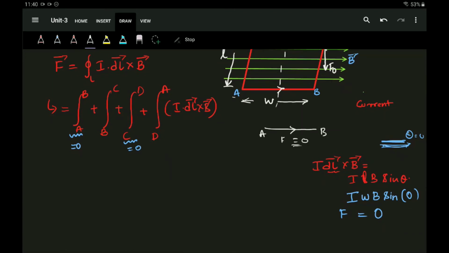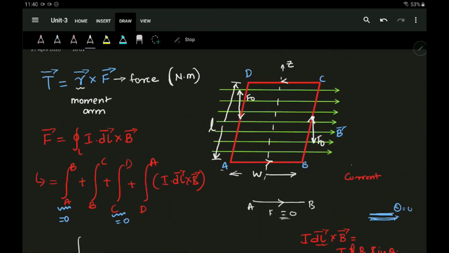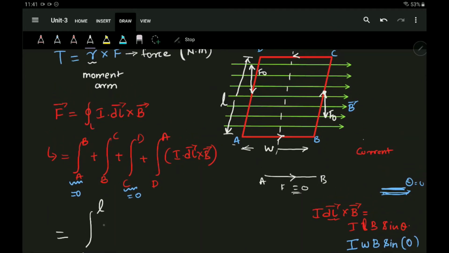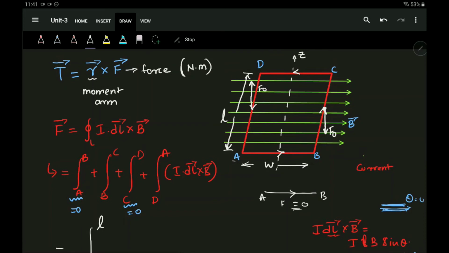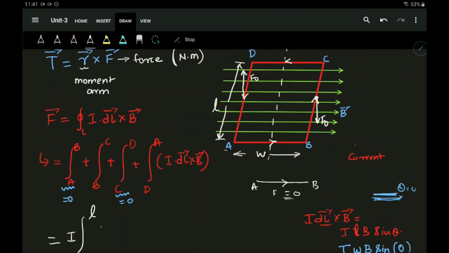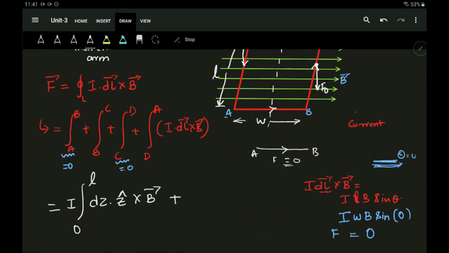So on solving this particular expression, I will be getting from B to C, if I say this part was at the origin, I can tell it as 0 to length L. What is my I times dl? Can I write I times dl as simply the direction that I'm moving? So I'll take I as a constant value, the current which is flowing, so I'll take it out. The distance I've traveled is some distance dz in the direction z cap cross B vector, plus from the path D to A.